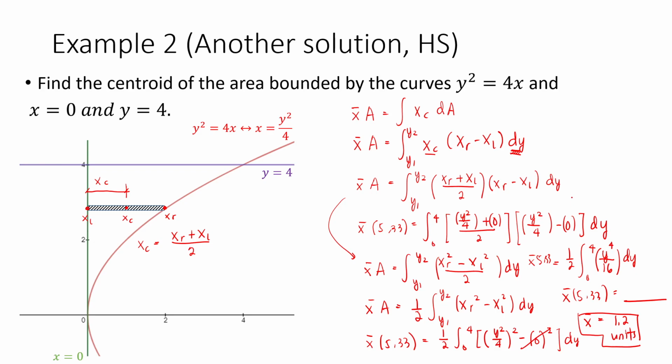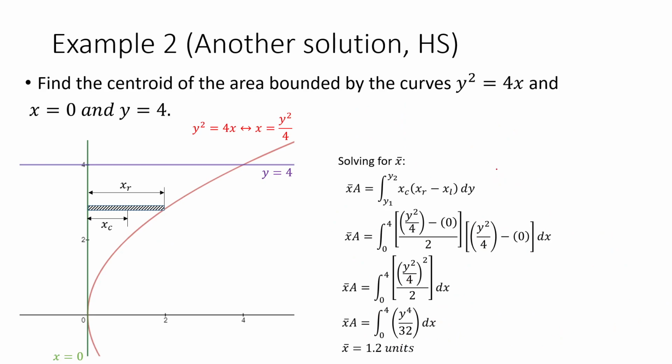Right, so this one is for bar x. So it is 32 because the 1/2 is multiplied directly to the 16. Earlier, my 1/2 was outside. So that's why it's 1/2 integral of y to the power of 4 over 16.